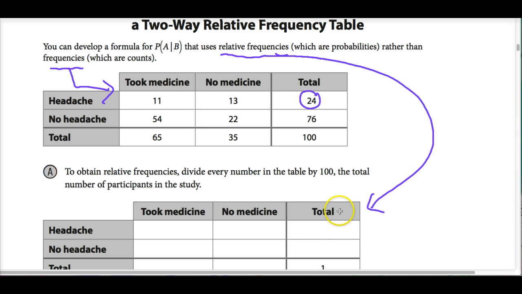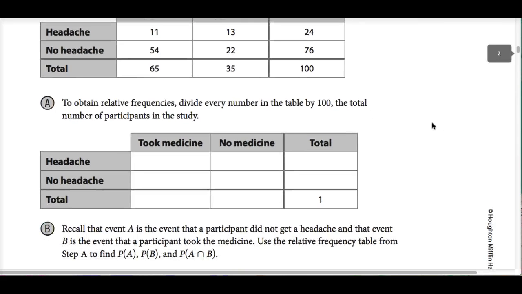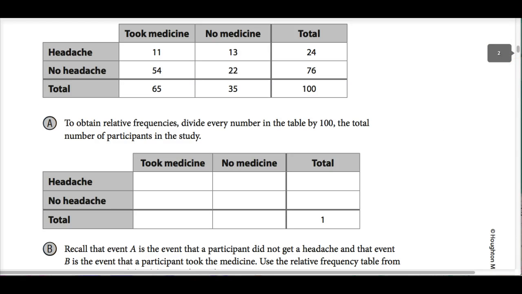So how do you change everything into a probability? Well, that's pretty simple. I'm going to show you two charts. You see how everything is out of 100? That basically means 100 people were contacted and asked the questions: do you have a headache? Did you take the medicine or no medicine? Out of the 100 people, this is how they answered. If you add these four columns together, you get 100. If you add 11 and 13 together, you get 24. 11 and 54 together, 65. And of course 100 means all the people here, all the people there.